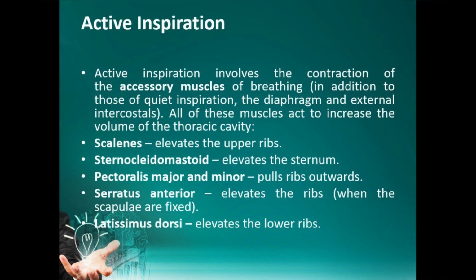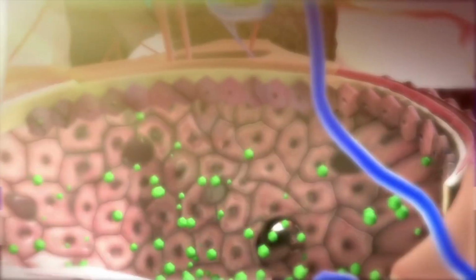Scalenes elevate the upper ribs. Sternocleidomastoid elevates the sternum. Pectoralis major and minor pull the ribs outwards. Serratus anterior elevates the ribs when the scapulae are fixed. Latissimus dorsi elevates the lower ribs.